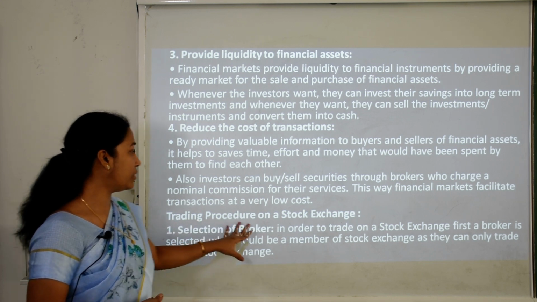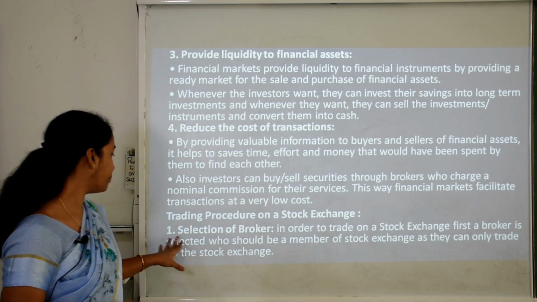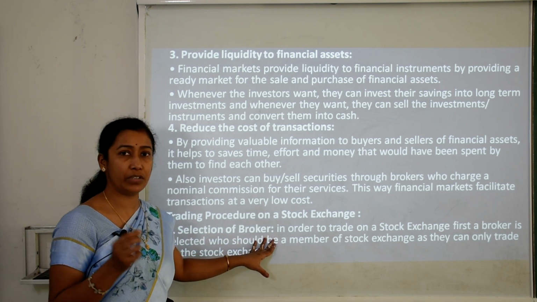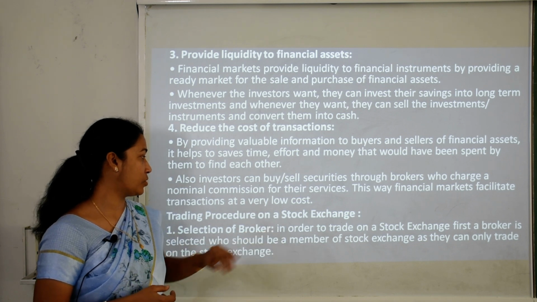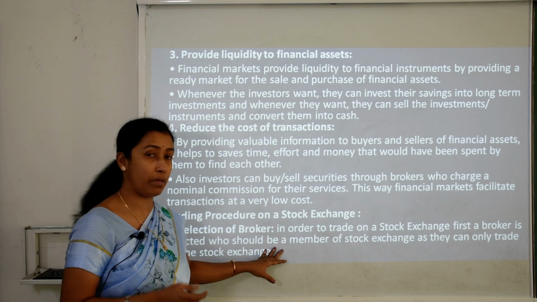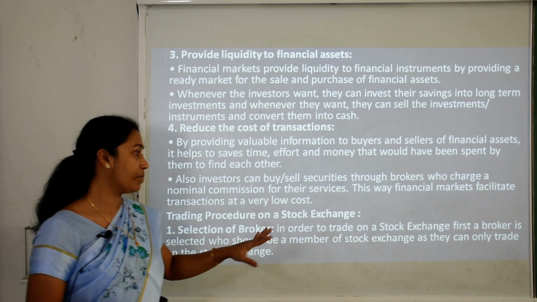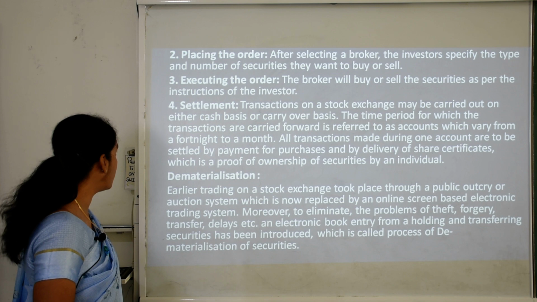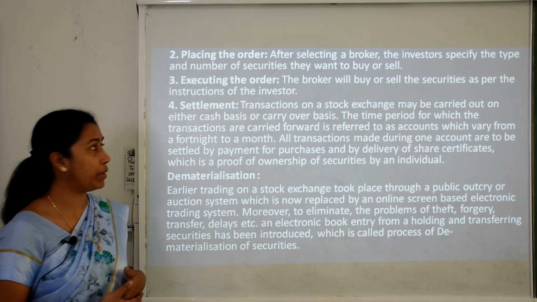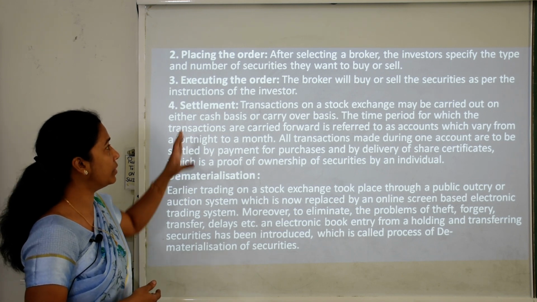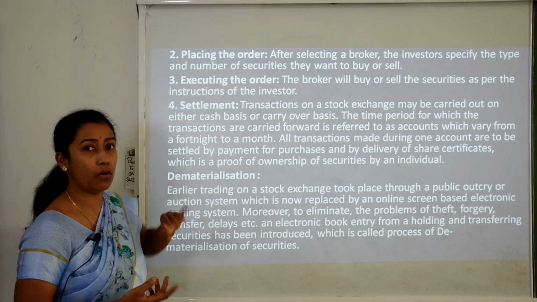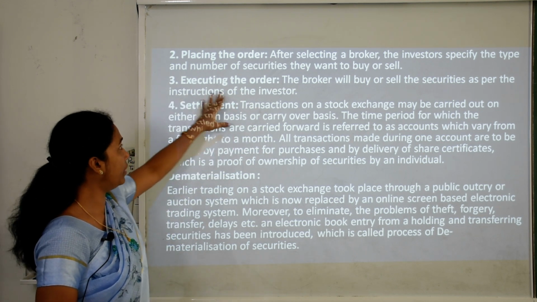Now what is the trading procedure on a stock exchange? The first procedure is selection of broker. That means the first thing which needs to be done, in order to trade on a stock exchange, is that a broker must be selected, who should be a member of the stock exchange, as only they can trade on the stock exchange. Second is the placing of an order, which is through the broker only. After selecting the broker, the investors specify the type and number of securities which they want to buy or sell.